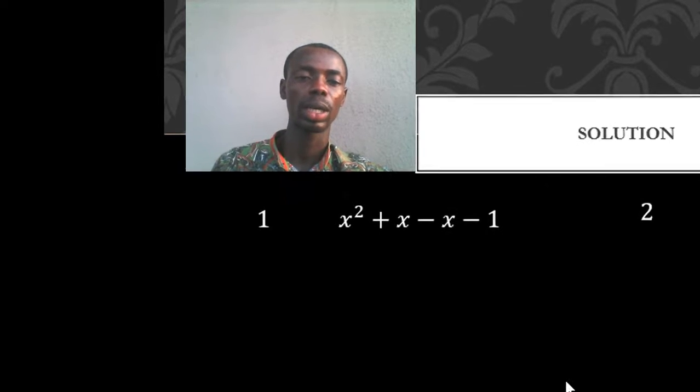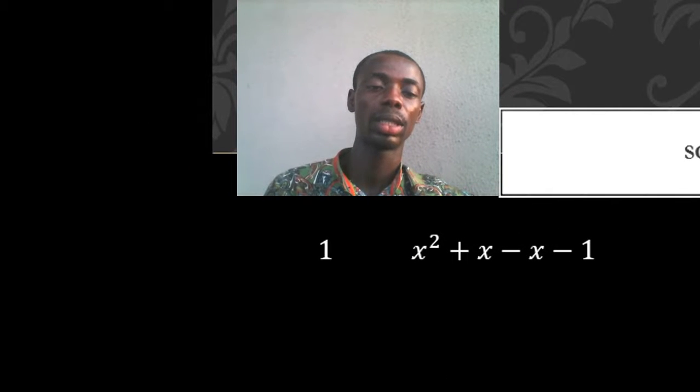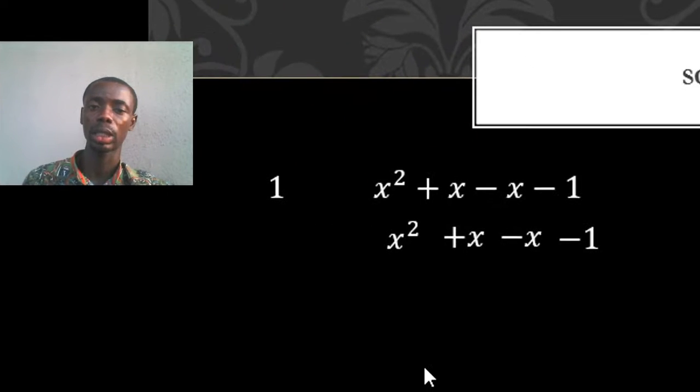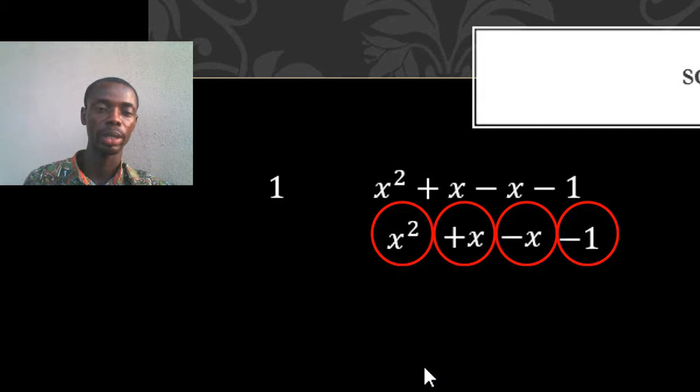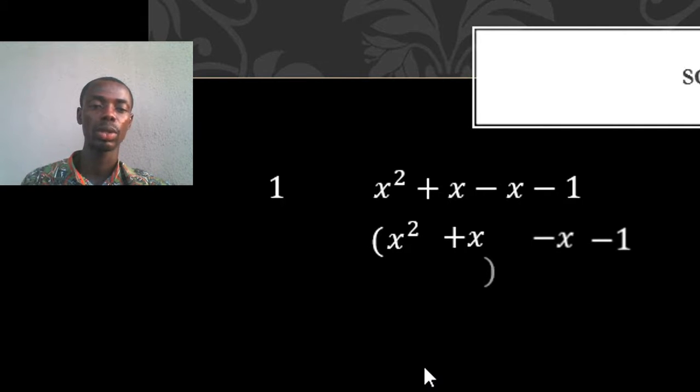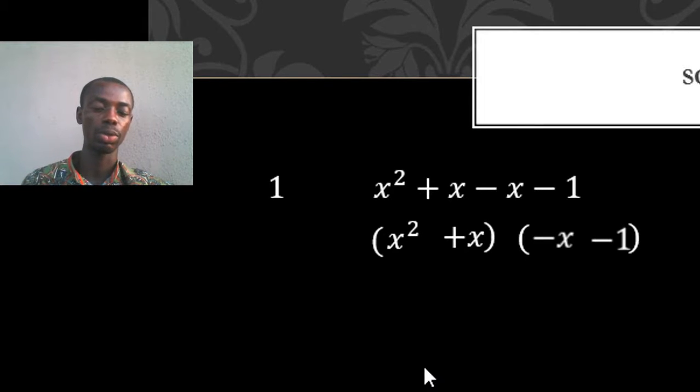So question 1 here on the right hand side of the screen, I'm having x squared plus x minus x minus 1. So right here I'm having 4 terms, but I want to group them into 2. You can see each of the terms being indicated by the circle on your screen. So I've moved 2 of them away from the left towards the right, so there can be space to group them properly. So let me use brackets to do the proper grouping. Okay, I've grouped them in 2s.